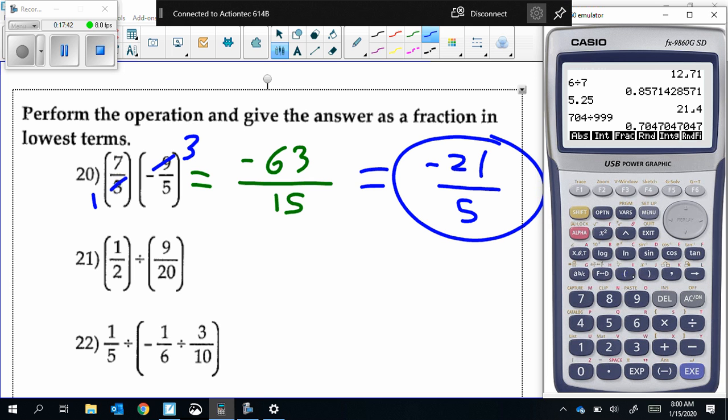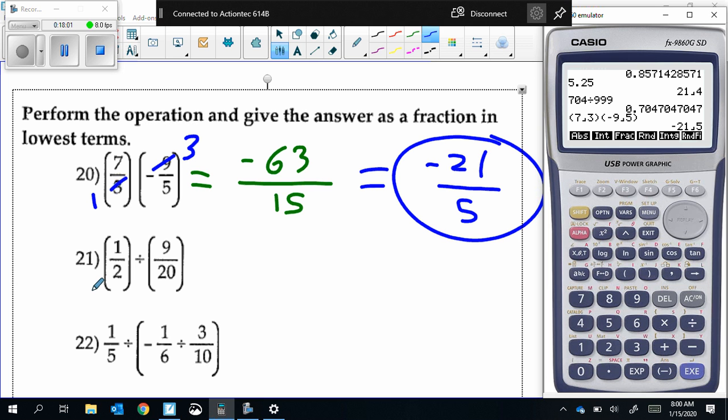Or you just type it in with the parentheses and all. 7 over 3 is a fraction. And then negative 9 over 5 as a fraction. Negative 21 over 5. Calculator does it too.